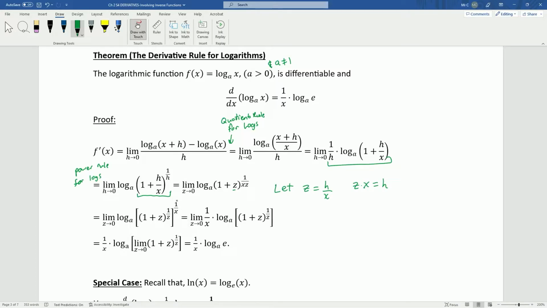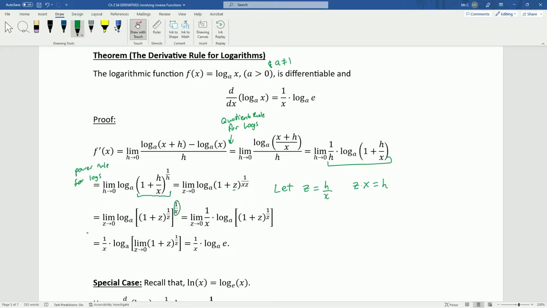So now we have this power here, and we're going to use our power rule for logs again and move this power in front of the logarithm. So we get the limit as z goes to 0 of 1 over x times log base a of (1 plus z) to the 1 over z power.